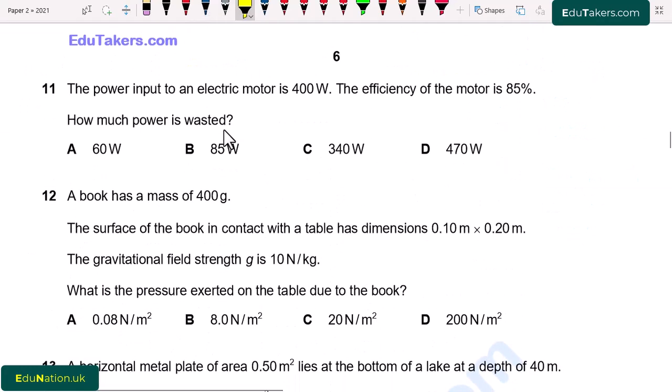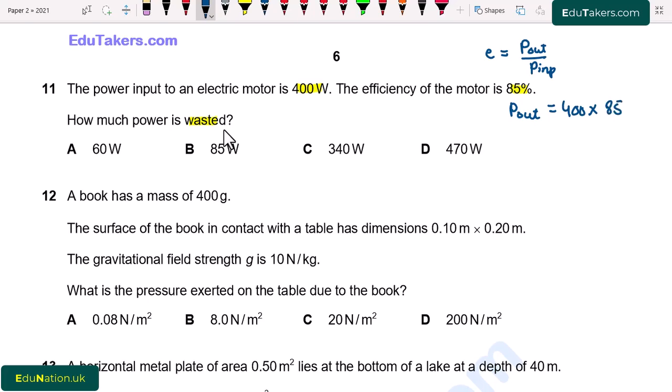Question number 11. The power input to an electric motor is 400 watt. The efficiency of the motor is 85%. How much power is wasted? So here efficiency is given and input power is also given. First of all, we find out the output power and then find that how much power is wasted. So I write here efficiency is equal to power output over power input. So here we have to find out power output. It will be equal to power input is given, which is 400, multiplied by efficiency is 85%.